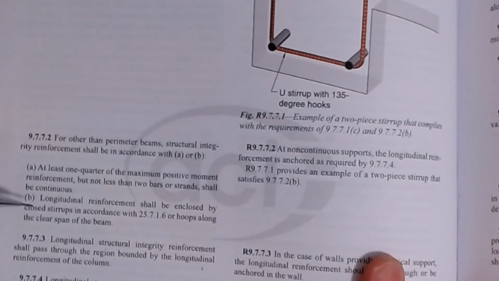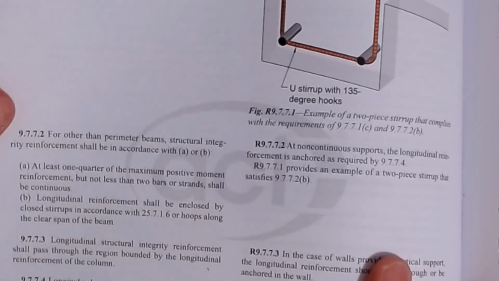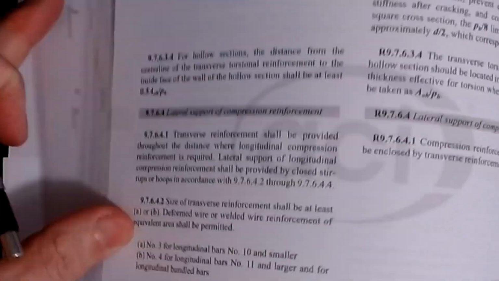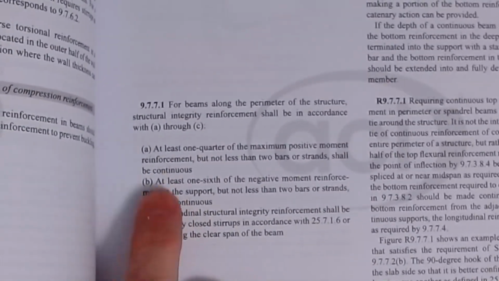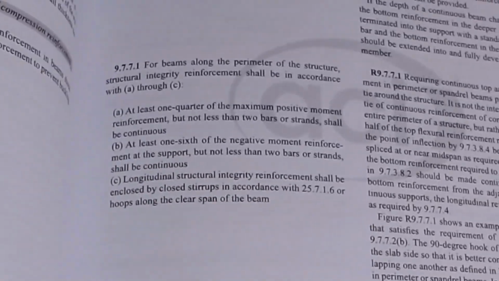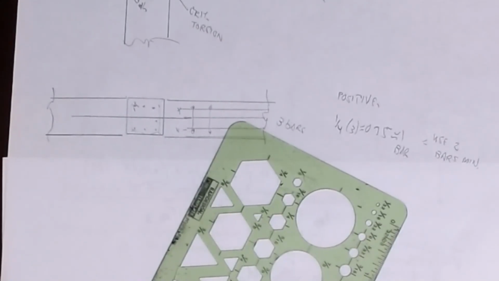So that requirement is the same for each, but what happens around the outside of the building, along the perimeter beam, is we also get the negative moment. This option B is a requirement around the outside of the building. Do you understand what I'm talking about when I say a perimeter beam? Let me draw a sketch for you.